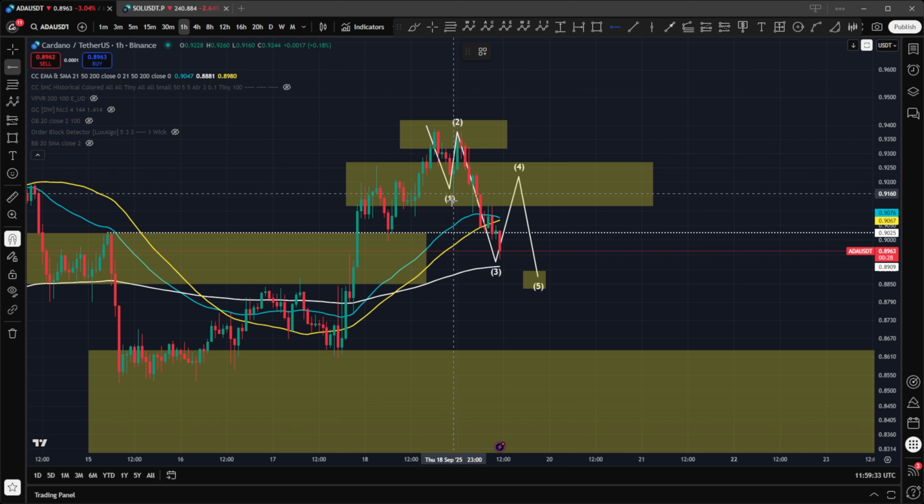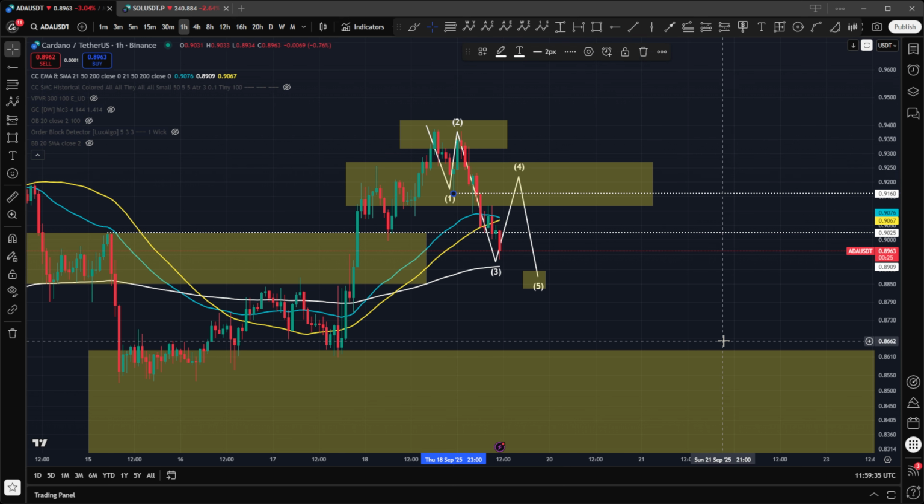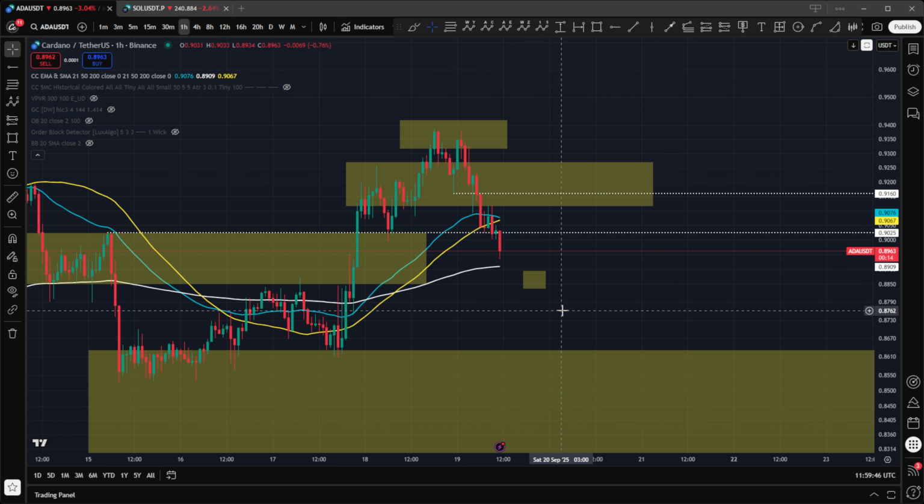Our line in the sand for the bulls would be 91.6. If the price action rallies higher than 91.6 cents, hurrah, we don't have to worry about that pattern playing out and we can just now continue our run to the upside. So it's all to play for.